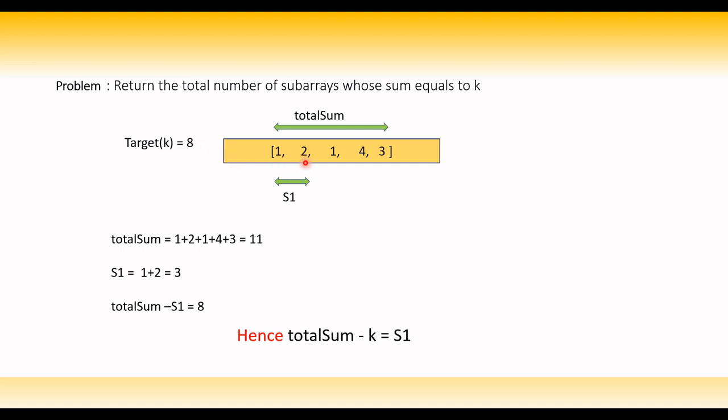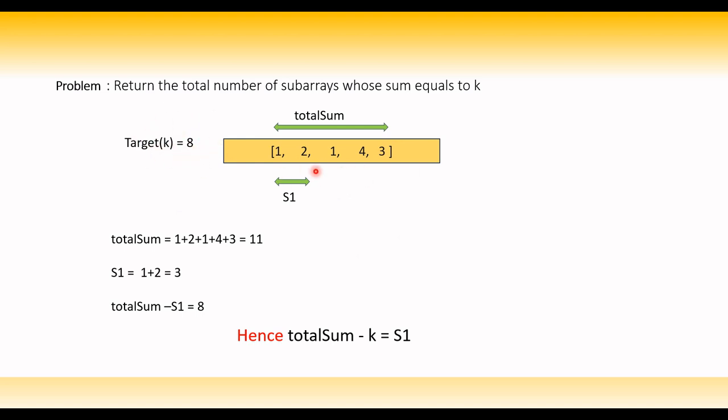One is 1 plus 2 plus 1 plus 4. So this subarray from 1 to 4 will fetch us the sum as 8. Or if we consider the last three numbers from this array, 1 plus 4 plus 3, still it will fetch us back the target value 8. So there are two subarrays which return us this value.